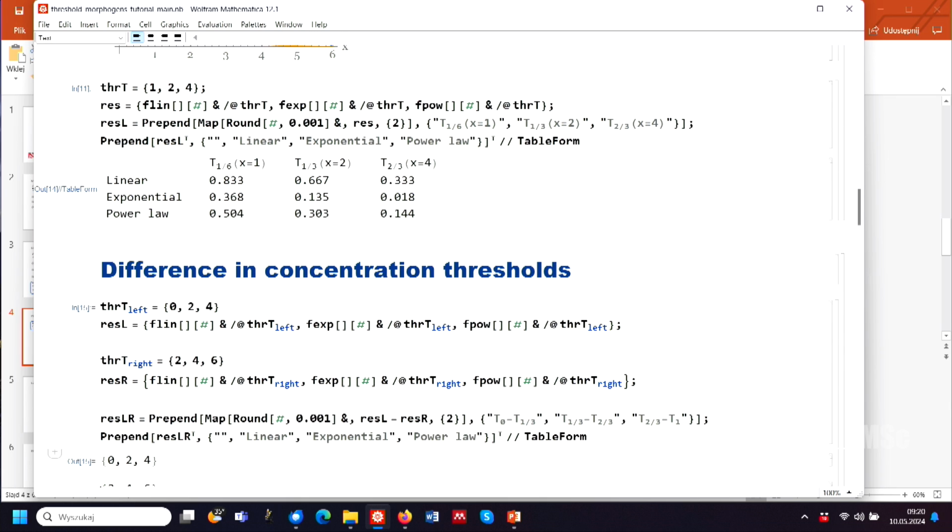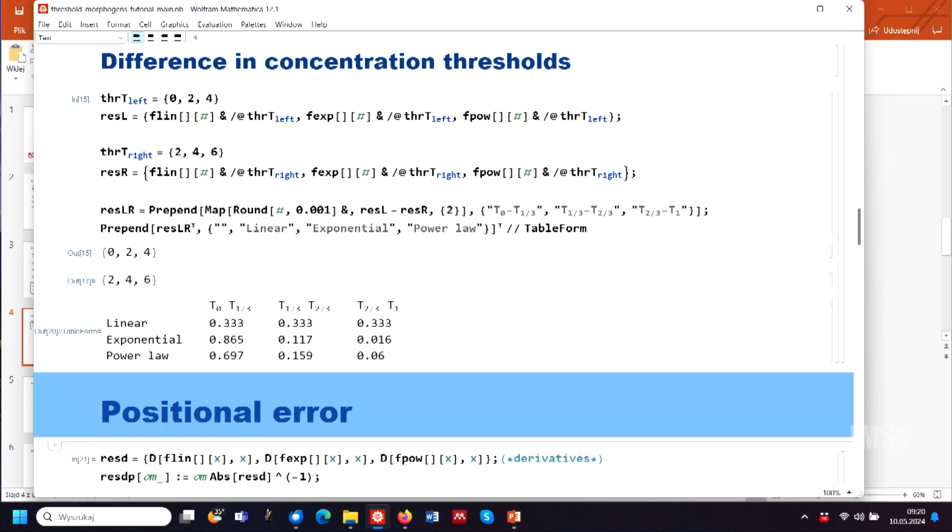So then I calculated the difference of the thresholds, but again, this we covered, and you can see that if the difference between thresholds is on the order of your noise, and let's say the noise would be something like 5% of your concentration at the source, then basically this thing will not work. This is just below threshold.